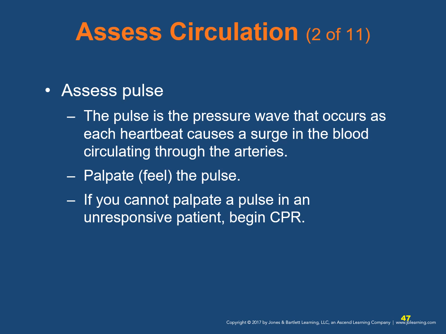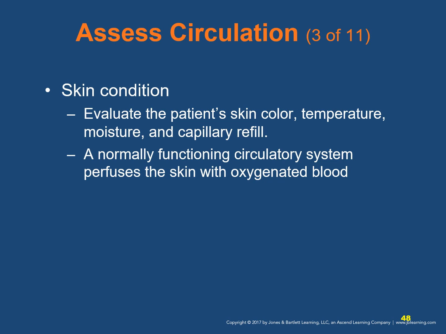In responsive patients who are older than 1 year, you should palpate the radial pulse at the wrist. In unresponsive patients older than 1 year, you should palpate the carotid pulse in the neck. Palpate the brachial pulse located in the medial area, or the inside of the upper arm, in children younger than 1 year. If you cannot palpate a pulse in an unresponsive patient, begin CPR.